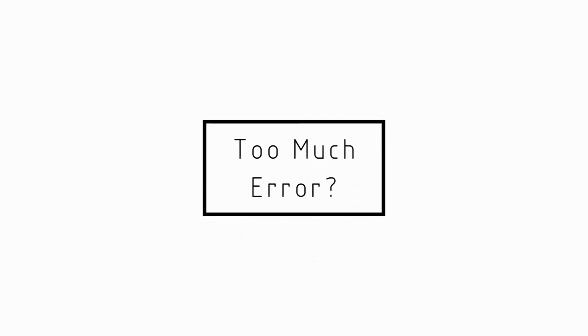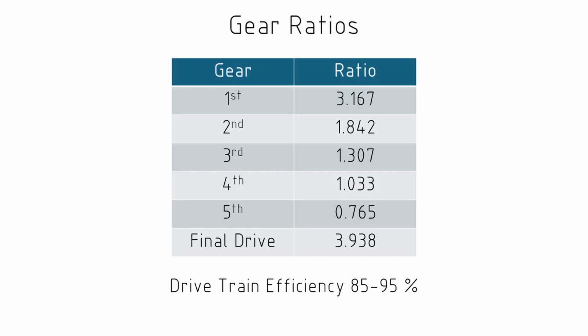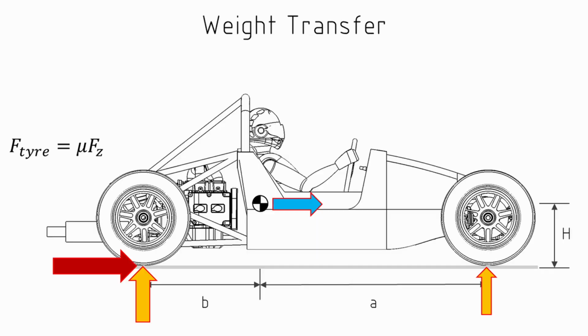Now this sounds like quite a lot of error, but that's okay because there are actually much larger sources of error than these that we're already having to deal with. So we don't really know what the drivetrain efficiency is. We don't know what the coefficient of the friction of the tyres is.